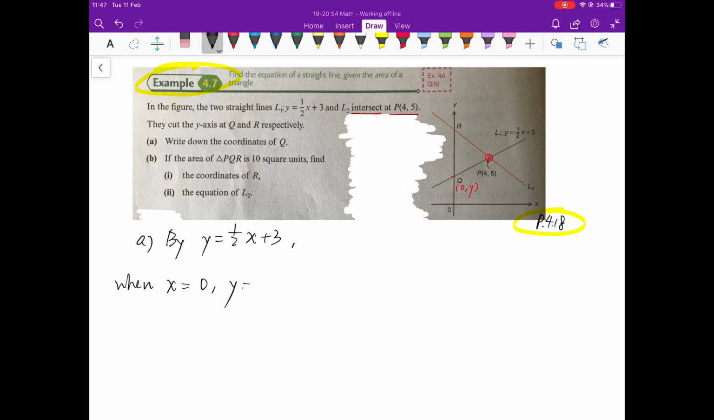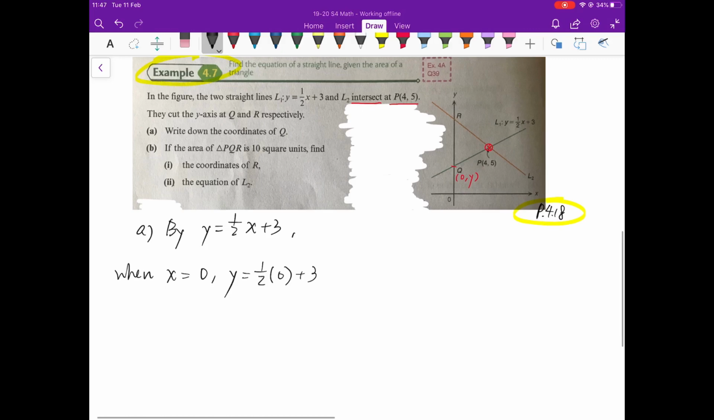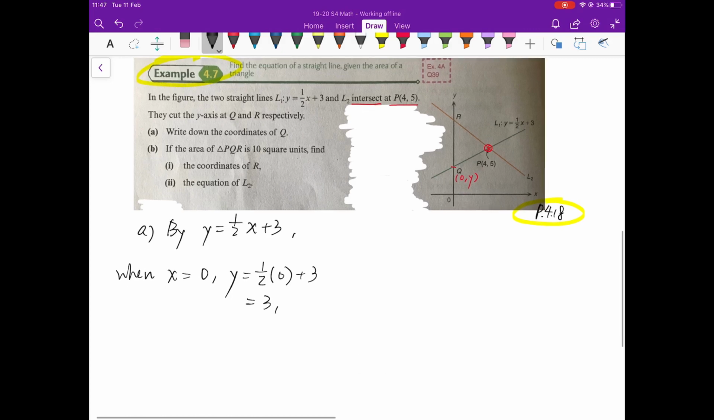When x is equal to 0, we can find the value of y. 1/2 times 0 plus 3, which gives us y equals 3. Therefore, the coordinate of Q is 0 and 3. So afterwards, because we already know the y-coordinate of Q, we can put it back on the figure. So there is no longer y. Instead, we can put it back as 0, 3.